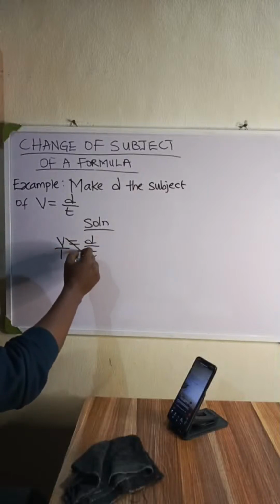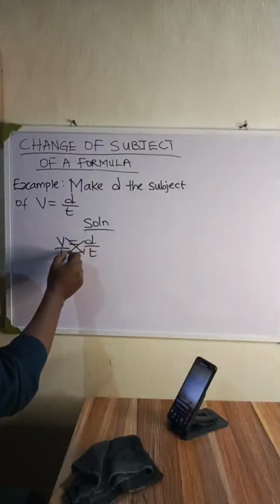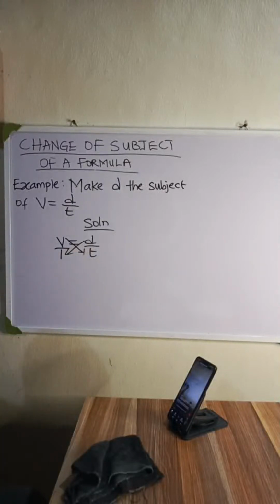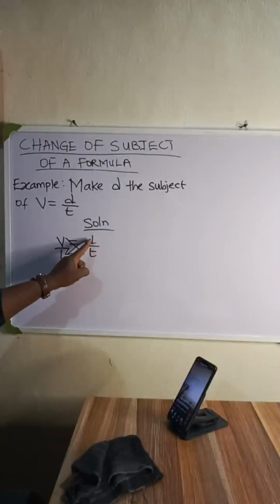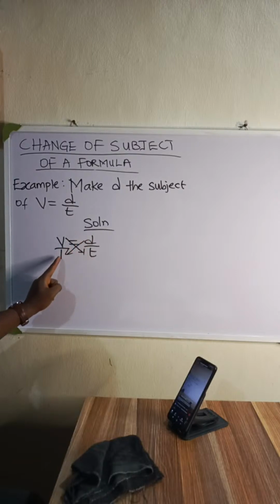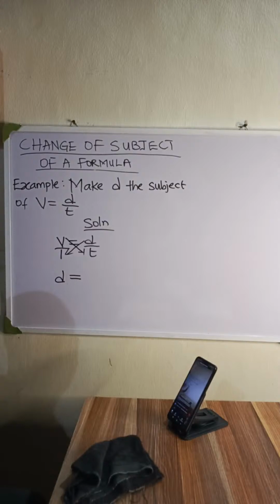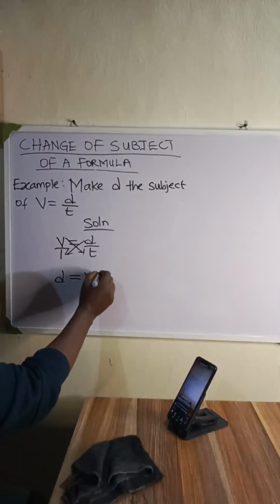V is going to multiply T, and D is going to multiply 1. So because we want D to be the subject of the formula, we start by multiplying D so that D will be found on the left. So D multiplied by 1 will give us D. It's equal to, and then V multiplied by T is going to give us VT.